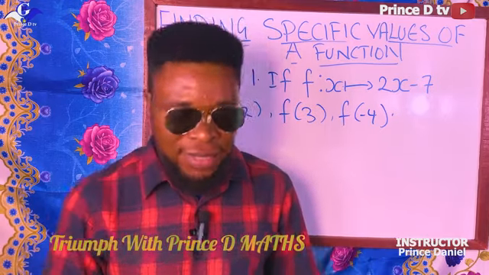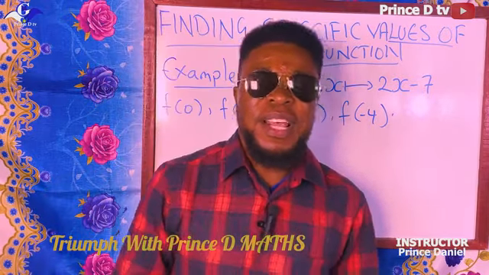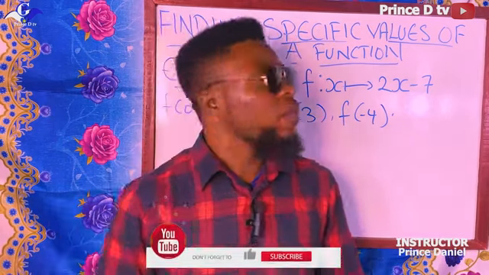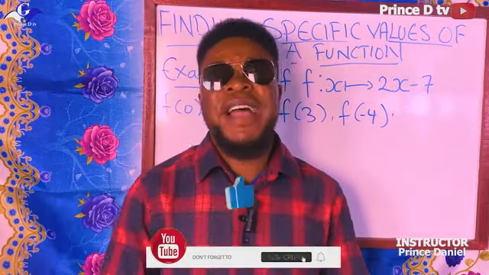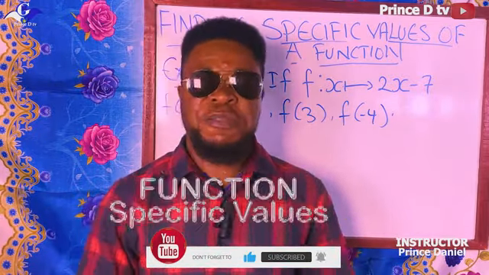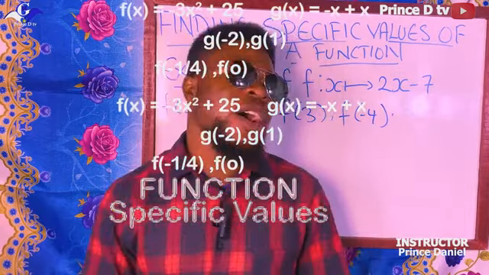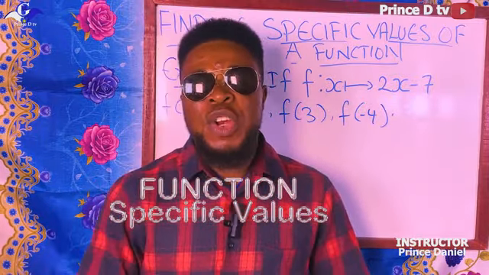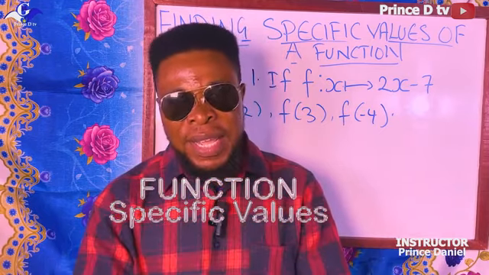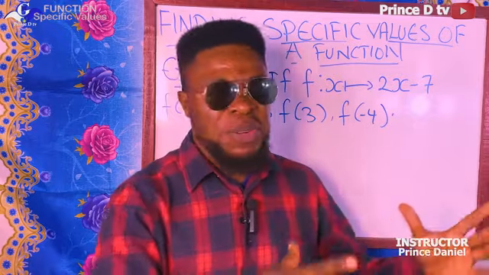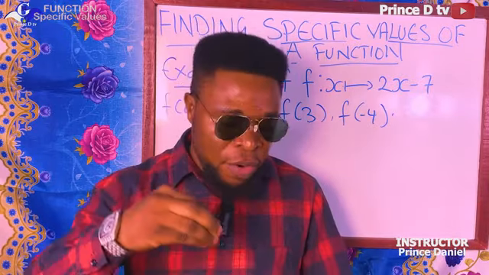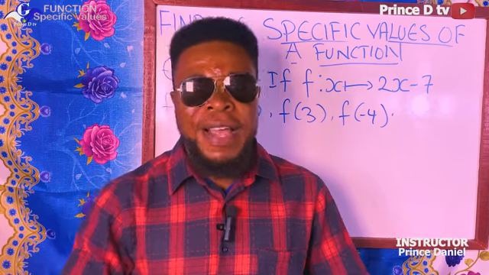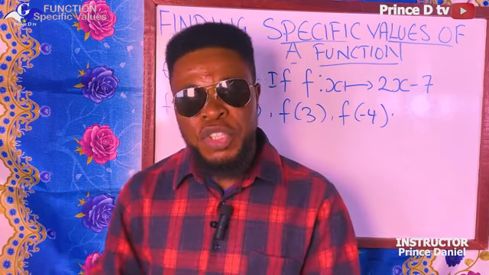Today, as usual, we are going to dive into something fresh. So today we'll be looking at finding specific values of functions. I guess that sounds familiar, right? So we began with functions mapping, looking at the vertical line test, the range, codomain, and all of that. So we are moving into functions properly, how we can find specific values of given functions.